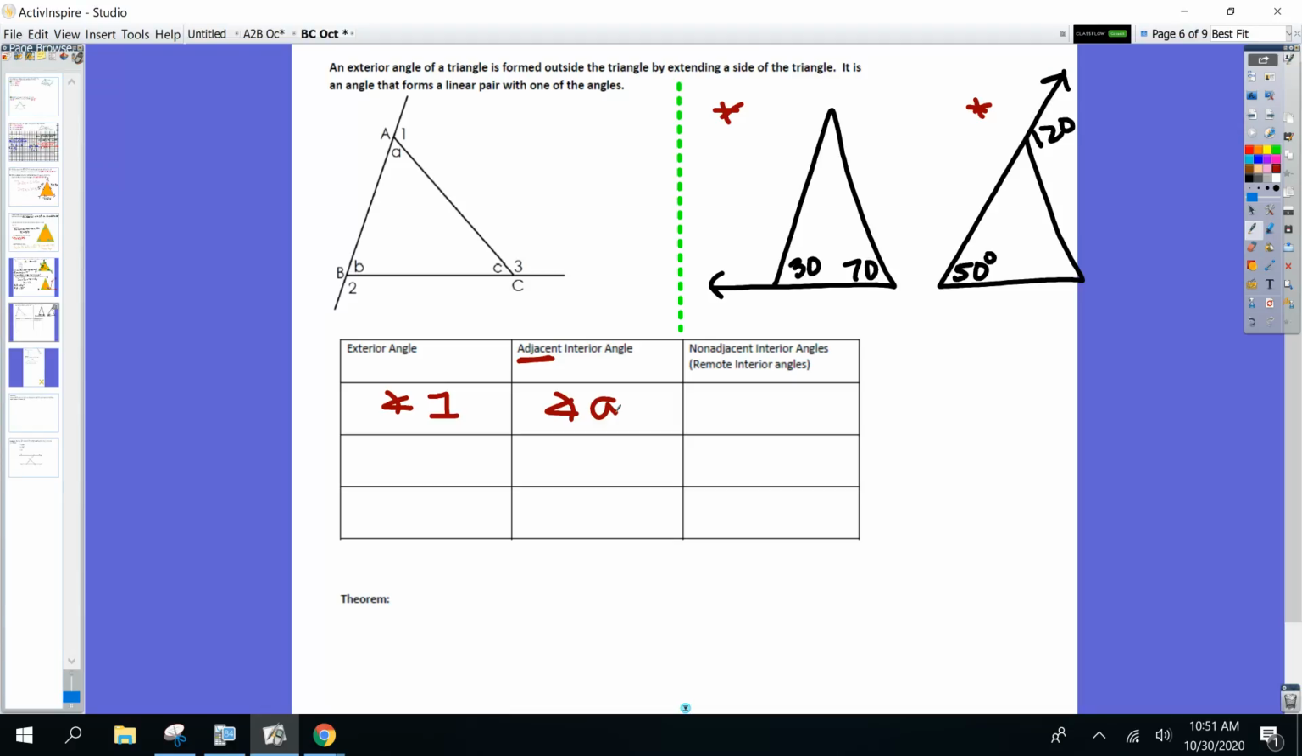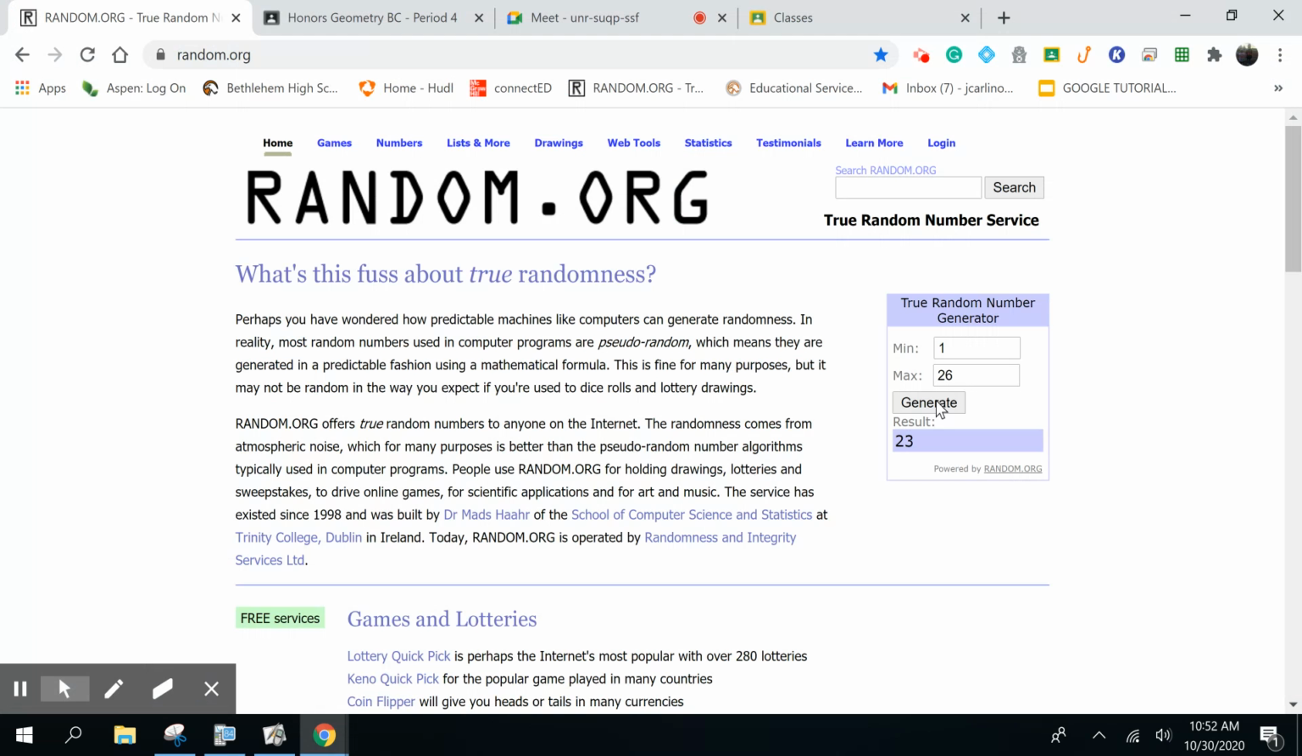The other two angles, the ones that are non-adjacent, we could refer to them as non-adjacent interior angles. Now, for me, that's a mouthful. So instead, I'm going to start referring to them as remote interior angles. The two angles that are not inside the triangle that are not next to the exterior one. So what would be those two angles in this case, if I'm talking about exterior angle 1?